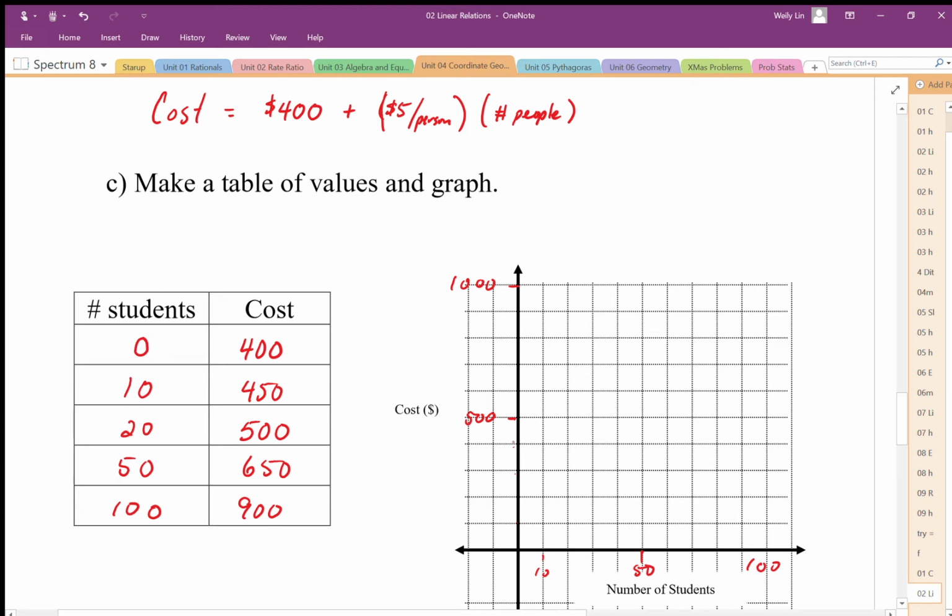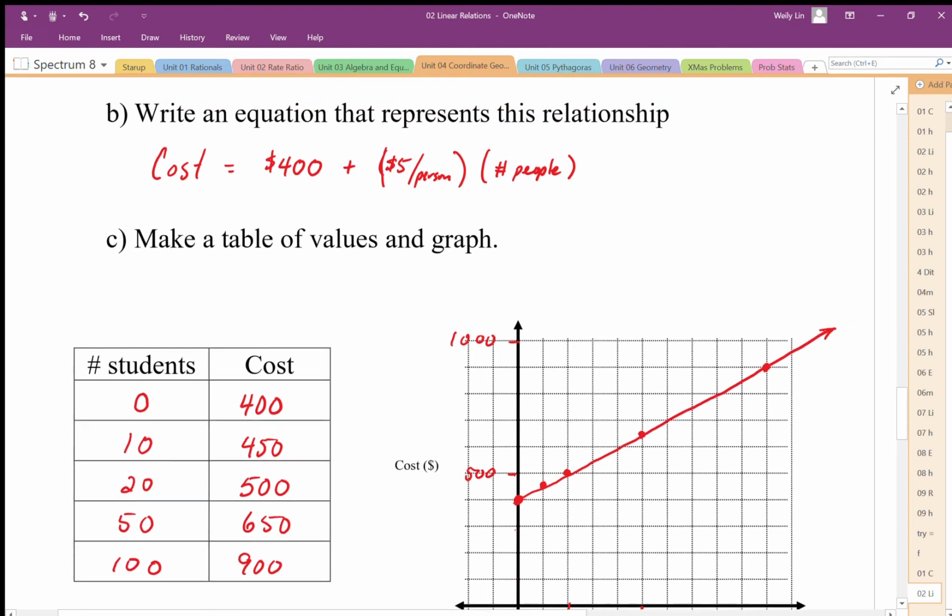So I'm going to start at $400 here. At 10, I'm going to go up by 50 bucks. At 20, I've gone up to 500. At 50, we're up to 650. Notice that these points are starting to line up, and this is what we should expect because there seems to be a rate in this problem. 100 is going to go up to $900, and there's my straight line pattern. Okay, so there's my graph.